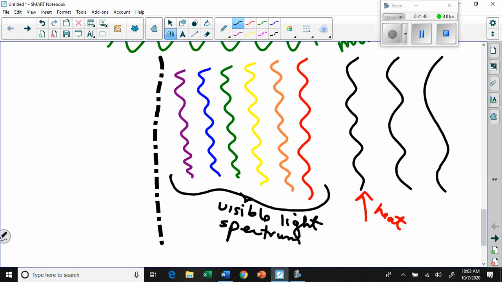Next we have a bunch of waves that get really short. This one is called ultraviolet. Question?